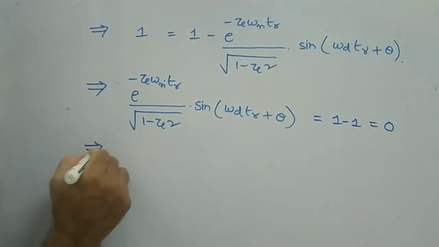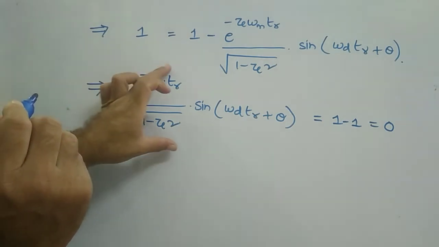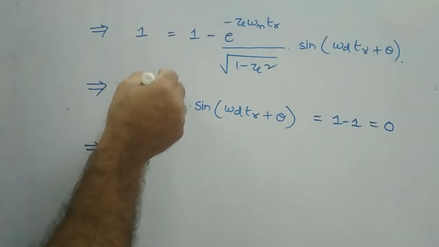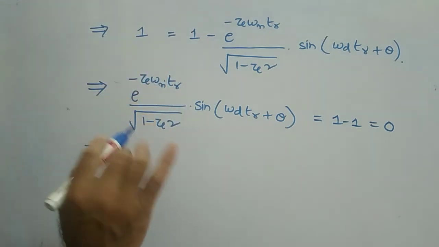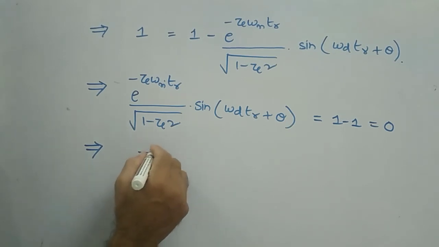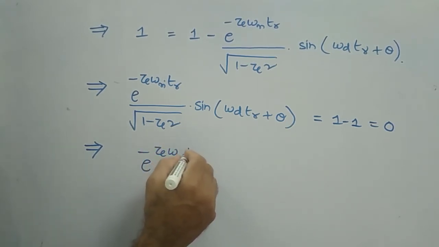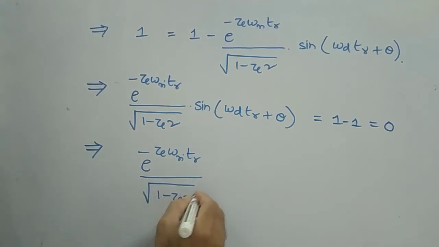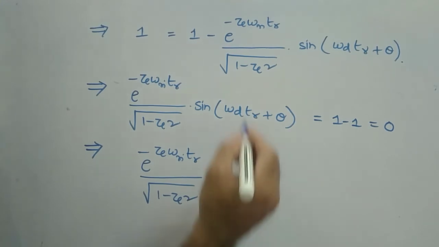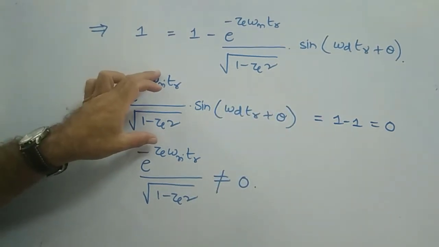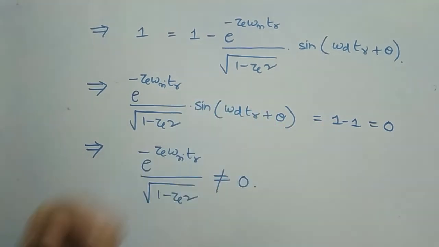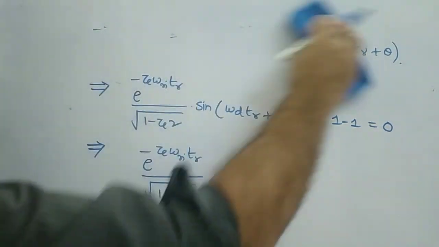And further, this implies the entire product equals 0. So remember that the exponential term which is there here cannot be 0. Means that e power minus zeta omega n into tr by square root of 1 minus zeta square, whatever is there, this parameter should not be 0. This can never be 0. Then what is the other? Sin of omega d tr plus theta, it could be 0. Then if you substitute that, already we came to the conclusion.